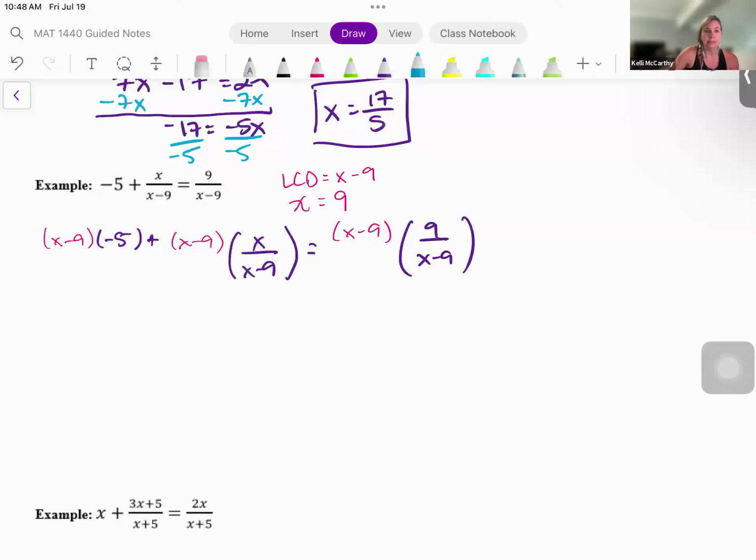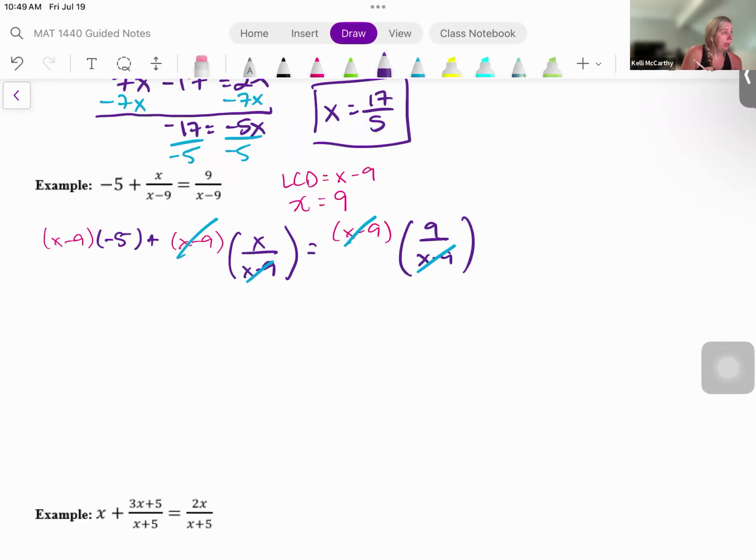And that, again, allows me to just simplify each term individually without having to keep track of what's canceled out and what hasn't. So in that first term, since we don't have a denominator, nothing simplifies out. The second term, the x minus 9 simplifies out. And in the last term, the x minus 9 simplifies out.